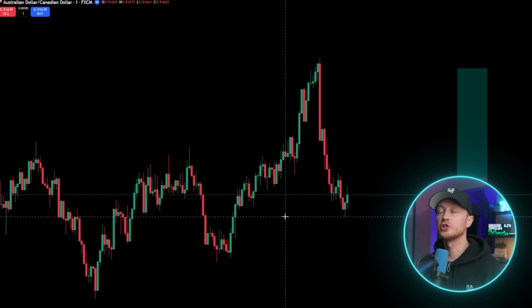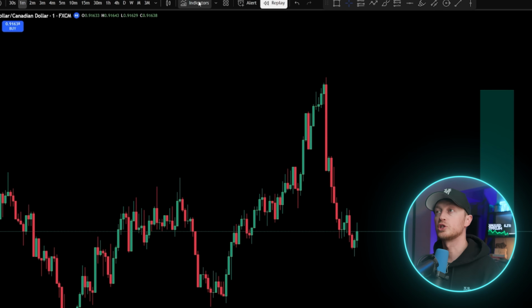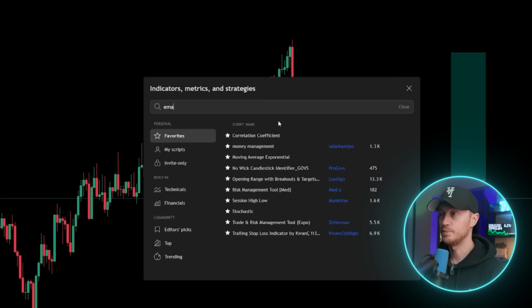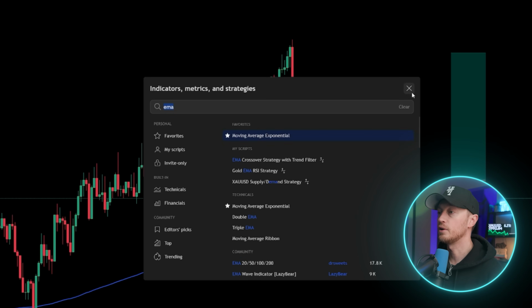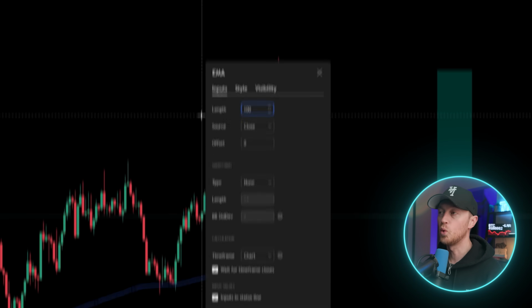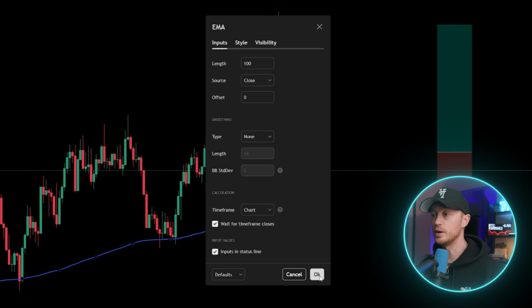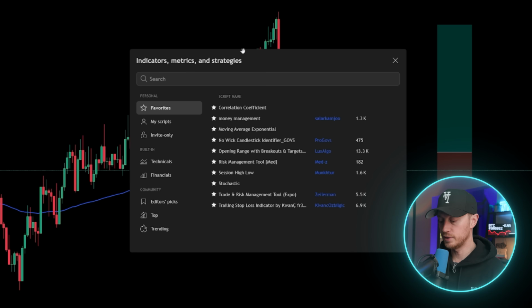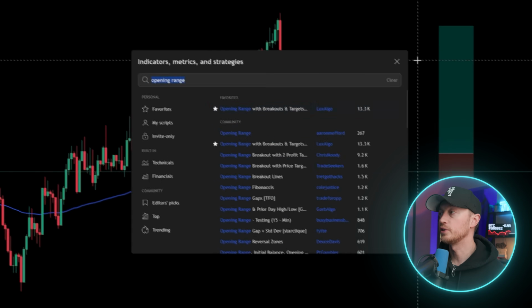Now, in order to do this yourself, I want you to install 2 indicators. Come up to indicators right here, type EMA. We're going to click on that right there. We're going to set the EMA to 100. I like the length of 100 when I'm using the 1-minute time frame. The next indicator is the opening range with breakouts. I'm going to want you to click on that right there.